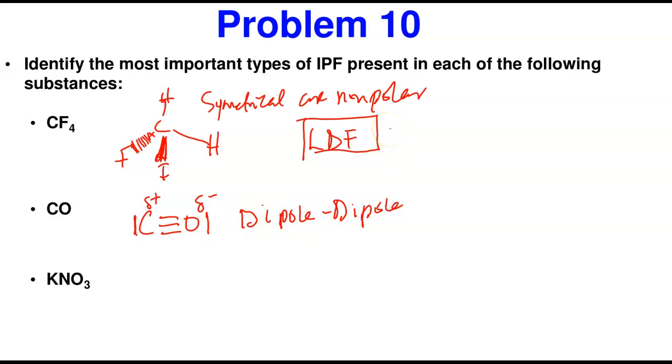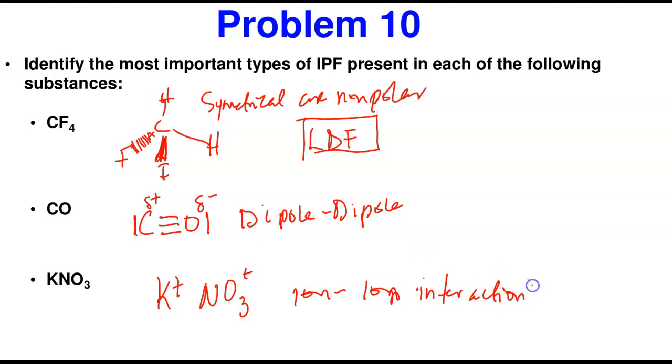The last but not the least, again, if you look at this molecule, this is simply potassium and nitrate ions attracting themselves. So the kind of interaction that will exist in this compound will be ion interaction.